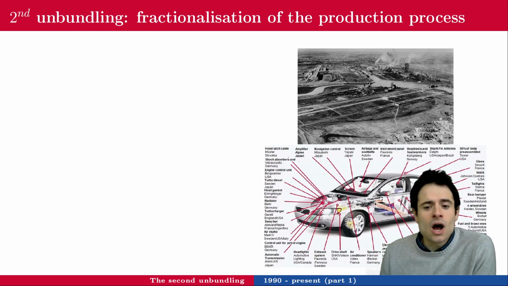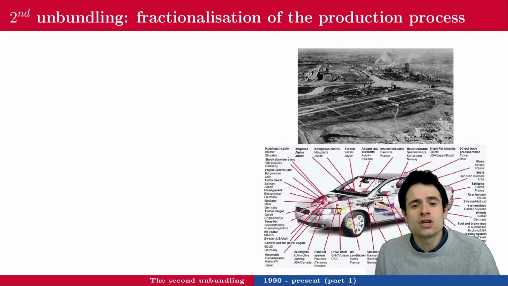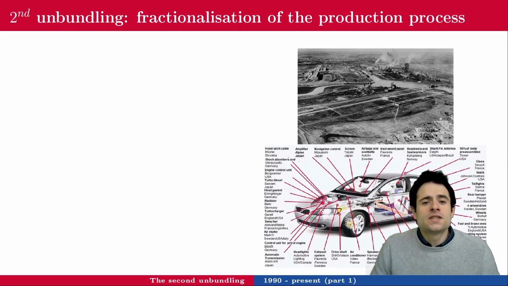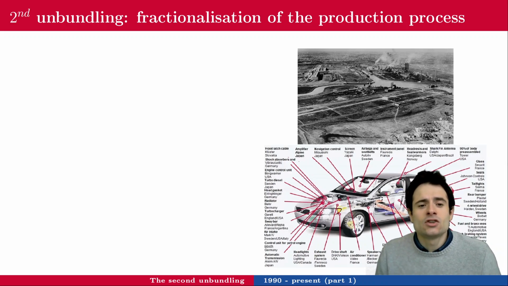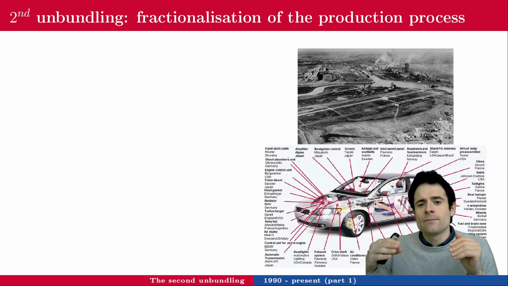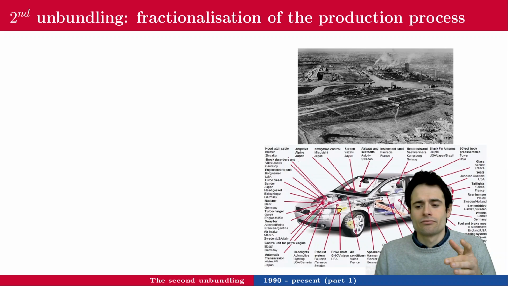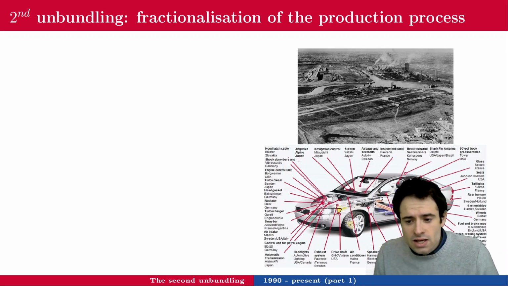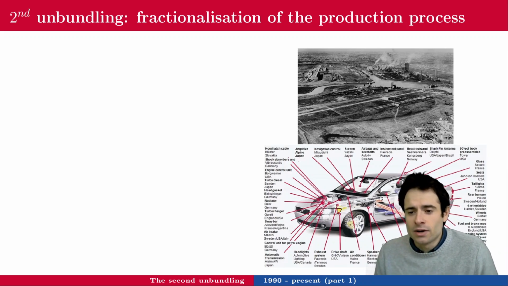So the second unbundling, because of the decrease in communication costs, allowed offshoring to be feasible and profitable, and this led to a fractionalisation of the production process. The top picture here shows a Ford plant in Detroit, I believe in 1914 or 1913. It's a huge, huge area, and everything is produced on site. The wheels, the shell, the engine, and so on. The bottom picture now shows the production of a car after the second unbundling. You can see that each part is produced by a different firm located in a different area.